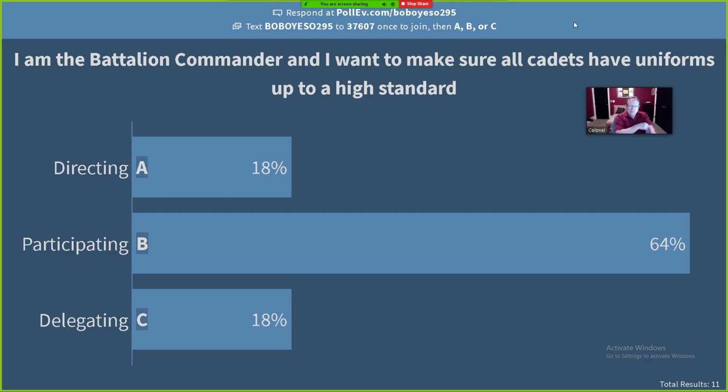The kind of what I was trying to go for here is linking it back to the chain of command. So what I wanted was for the answer to be delegating. I make sure that my different company commanders and their SNCOs know what the standards for a uniform are, and they can lead themselves, instead of me going to every single cadet, answering their questions, or making sure that those standards are upheld. So that's what I was trying to go for here.